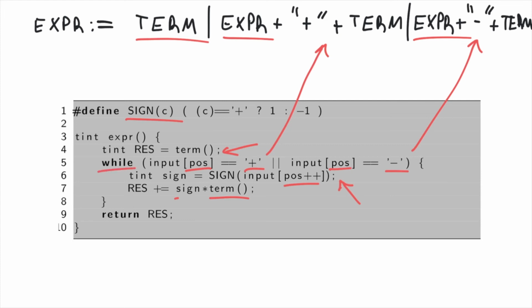I add to my result, with the correct sign, the result of this function, and I continue like this. So I have this while loop outside which continues checking for pluses or minuses until the next character is neither a plus nor a minus. This will happen only when I reach the end of the string, because an expression is just a sequence of terms that ends when the input ends. So once that is done, I can return my result. The first term was read alone, and all the other ones were added to that result.